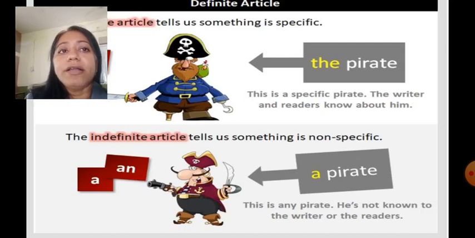The article the tells us something is special. It is the definite article. The pilot. This is a specific pilot. The writer and reader know about him. The indefinite articles tell us something non-specific. They are a or an. A pilot. This is any pilot. We are talking about any pilot. He is not known to the writer or the readers.